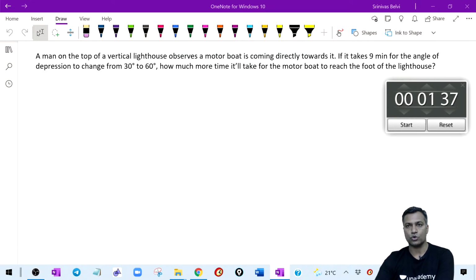Go ahead, take a look at this question, put the diagram in perspective. These are the drills, simple ones. It shouldn't take much time even to draw the diagram. Go ahead.